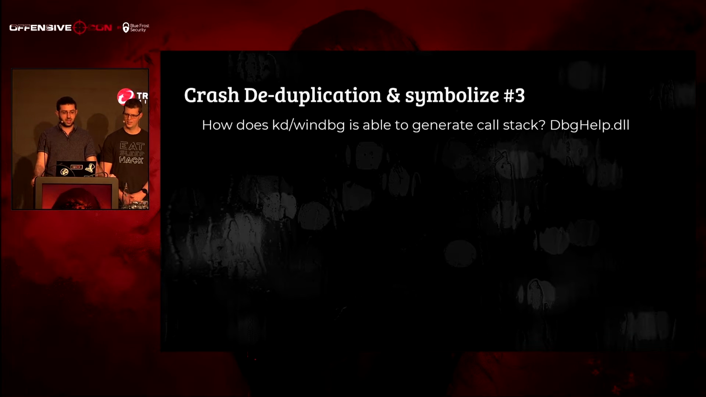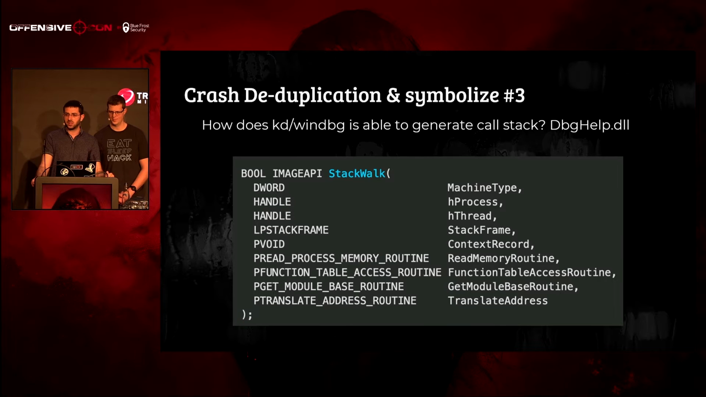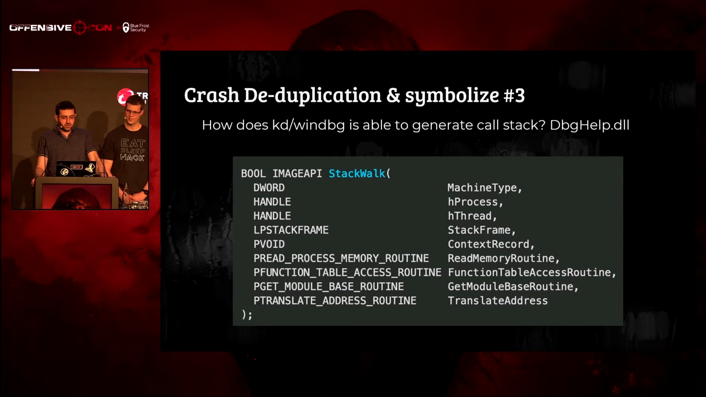We took a step back and asked ourselves, how are KD and WinDbg able to generate call stacks? The answer is they use the dbghelp DLL. It contains a function called StackWalk, which will iteratively walk the stack and restore the context record for the relevant frame. We could use it to produce a full call stack and symbolize it using the SymFromAddr function. To use it, we had to get a few things: the stack frame, the CPU context, and implement a function that reads the guest memory.